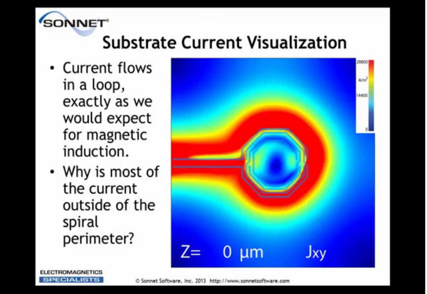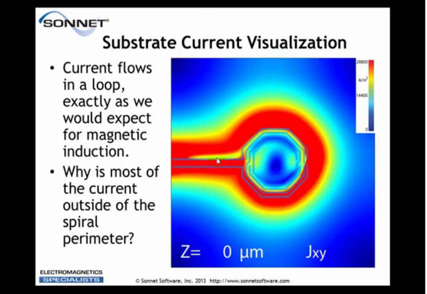This is JXY, which is the magnitude: the x-directed current squared plus the y-directed current squared, square rooted. So it's the magnitude of the current flowing tangential to the surface of the substrate. Z-directed current, current flowing perpendicular to the surface of the substrate, is not shown here. You can also see a ghost outline of the spiral inductor, so you can see where the spiral inductor is with respect to the induced current. And yes, of course, we see the current is flowing indeed in a loop, just as we would expect for a magnetically induced current, flowing in a loop round and round.